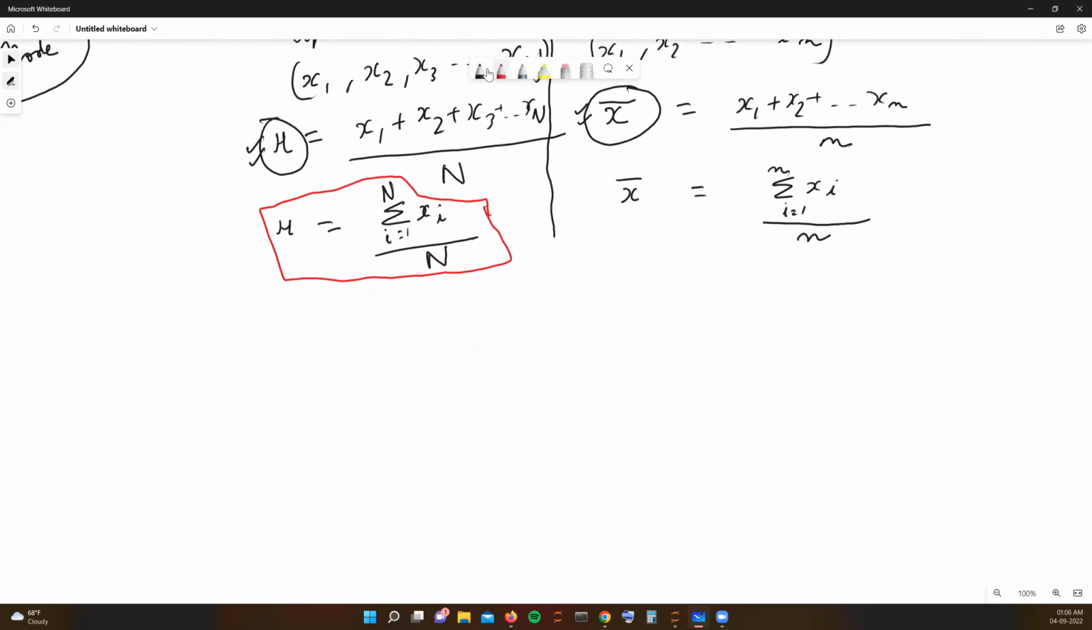So let's take an example. Let's take an example that we have population data of ages of people.